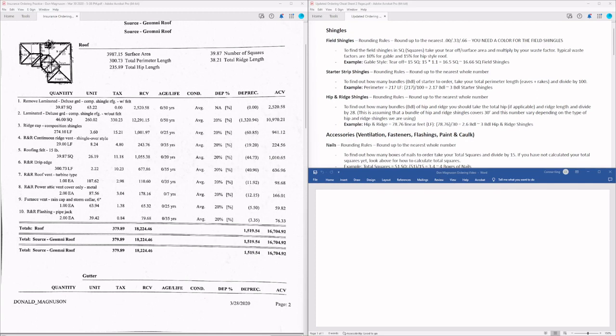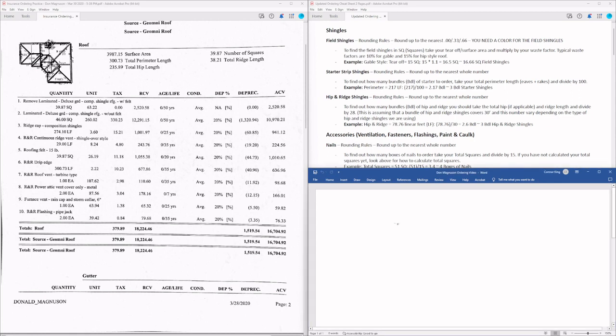Today we are going to be talking about how to order the correct material for a roof using an insurance estimate. What I have up on the left-hand side of the screen is an insurance estimate. On the top right, I have an ordering cheat sheet that details how to take some of these measurements and turn them into things that we can order. And in the bottom right, I'm going to use that as the area where I show my work and provide what needs to be ordered.